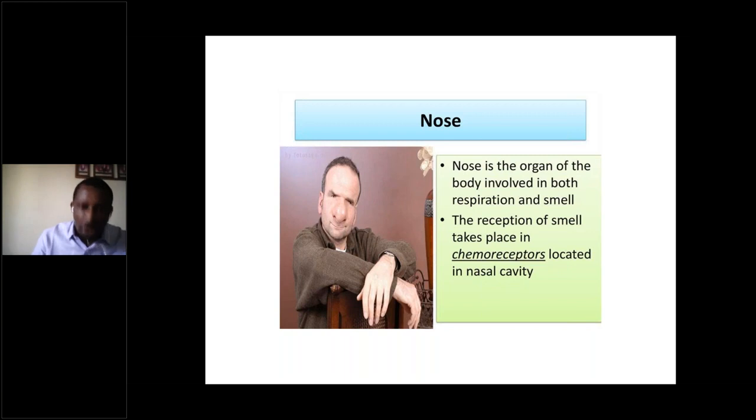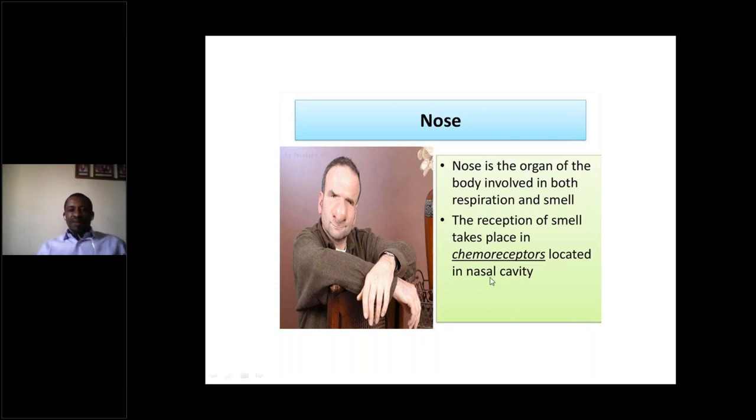The nose is the organ of the body involved in respiration and smell. You see this guy, fantastic nose. This kind of nose can take in enough air and enough smell, just on a lighter note. So the nose is involved in respiration and smell.